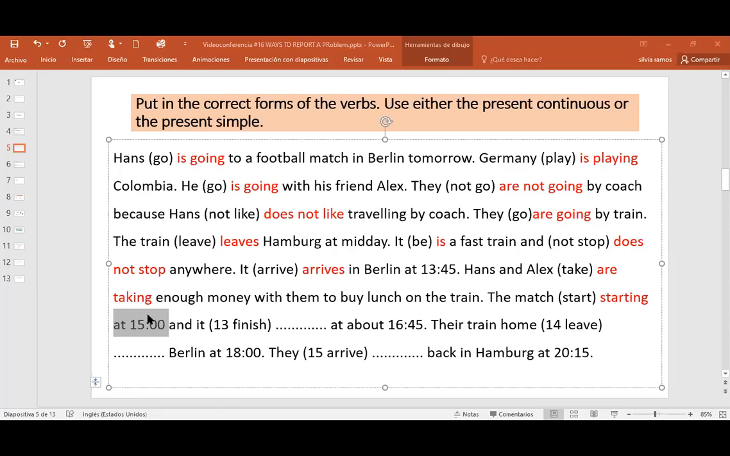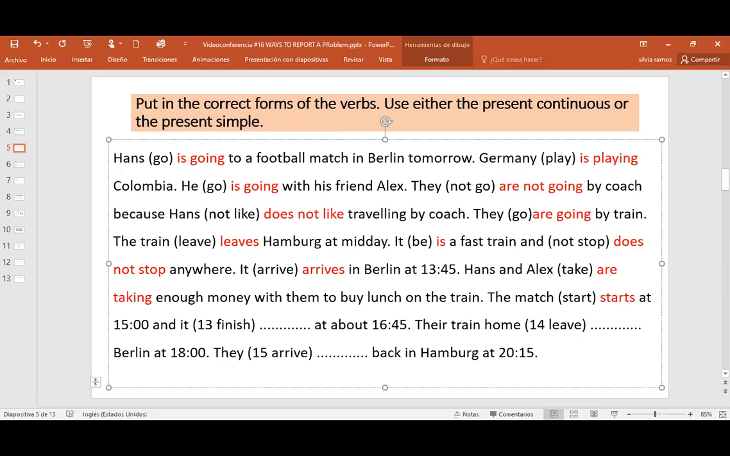Okay. Yes, it's like the buses. The buses, they will happen tomorrow. Right? But they have a schedule already. Okay. So if it's a schedule, if it's something that is set up, then we use simple present. So what would be the answer here? The match? Starts. It starts, exactly. The match starts at 3 p.m.